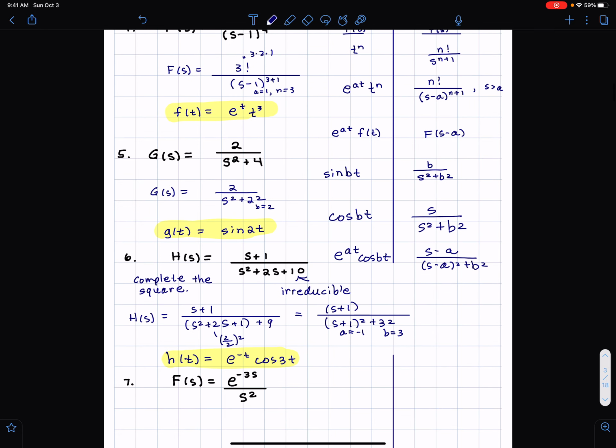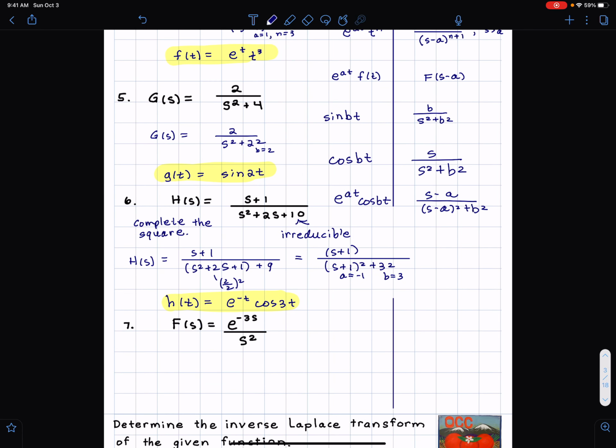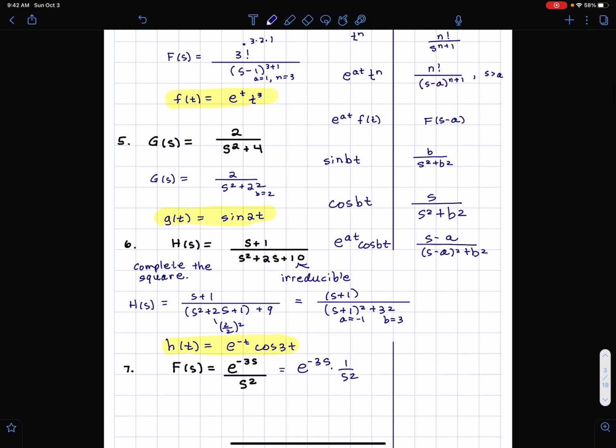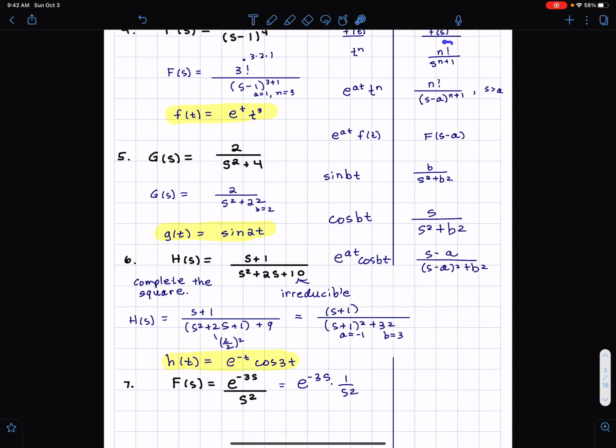Okay, so look, this can be expressed as e to the negative 3s times 1 over s squared. Well, the 1 over s squared falls into the category of n factorial over s to the n plus 1. Let's put that over here on my resume table. If I have 1 over s squared, that corresponds to t, because this is n equals 1. So it's 1 factorial over s to the 1 plus 1, which makes 1 over s squared.